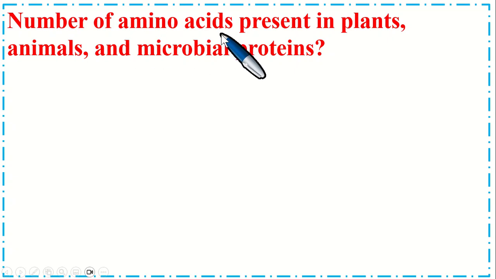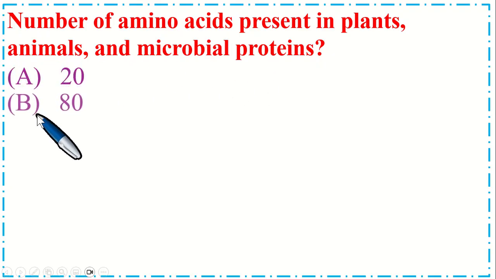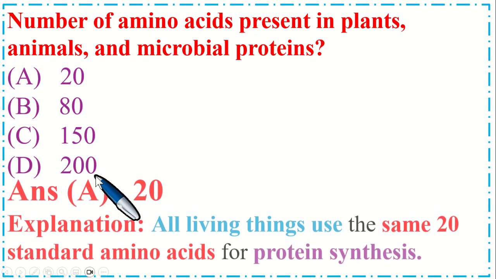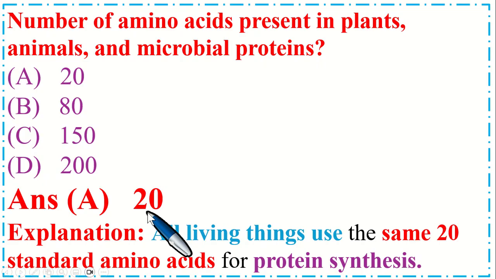Number of amino acids present in plants, animals, and microbial proteins. Option A 20, B 80, C 150, and option D 200. So the correct option is A, 20. All living things use the same 20 amino acids for protein synthesis.